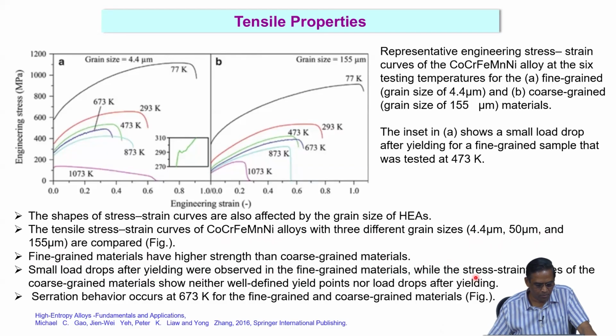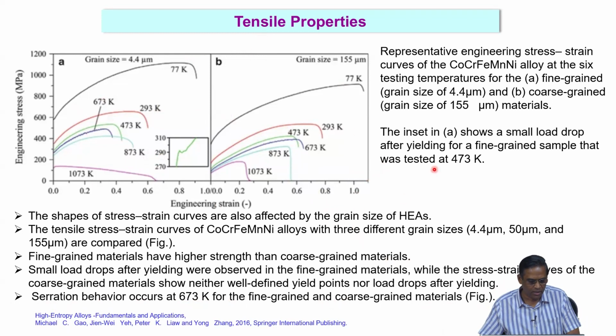Small load drops after yielding were observed in the fine grained materials, while the stress strain curves of the coarse grained material show neither well defined yield points nor load drops after yielding. And also serration behavior occurs at 673 Kelvin for the fine grained material as well as the coarse grained material. So, this is well known.